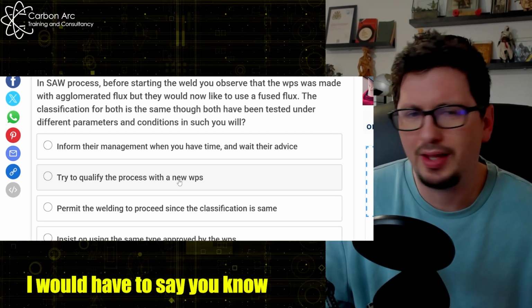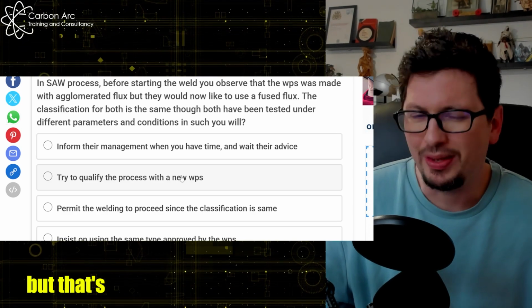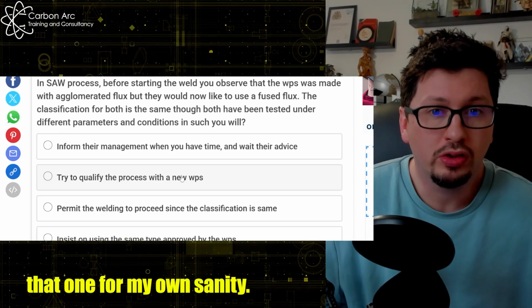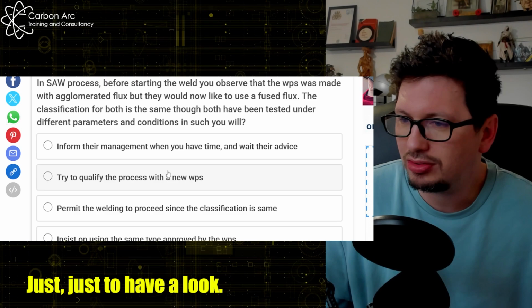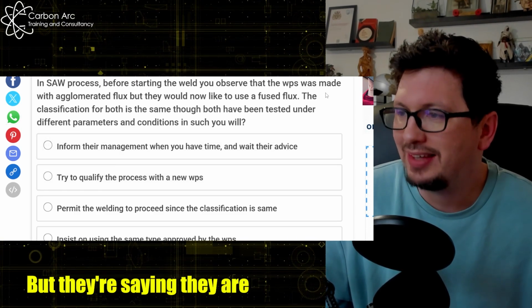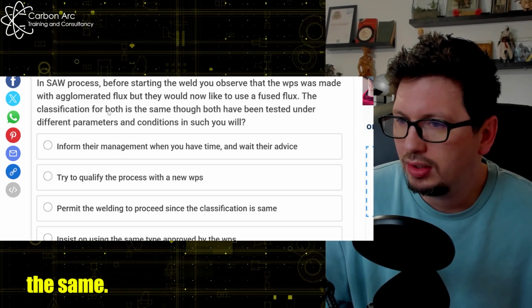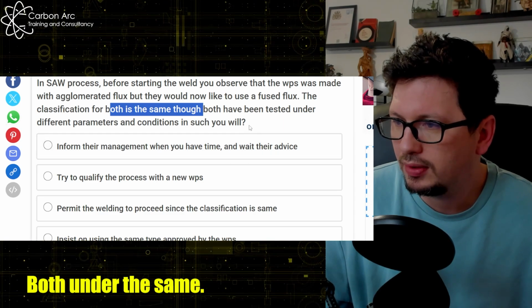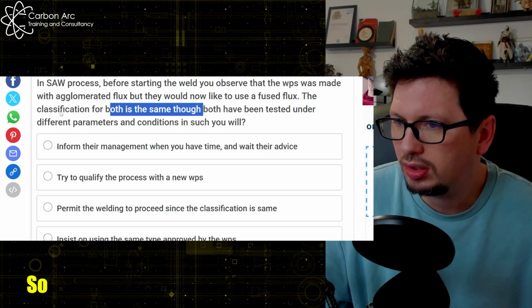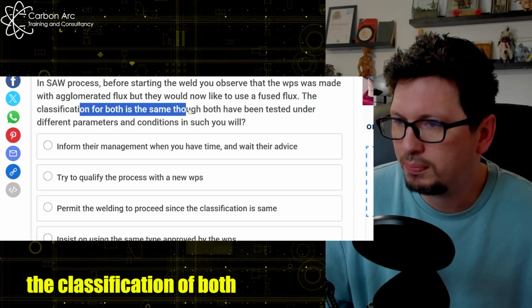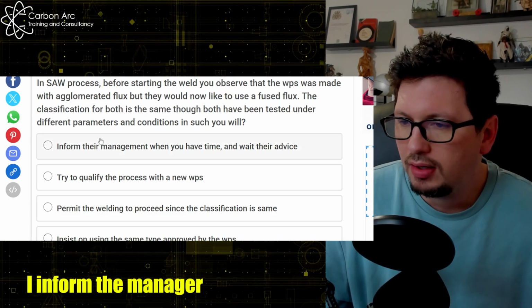I'm not sure. I'd have to see, but I'll be questioning that one for my own sanity, just to have a look. But they're saying they are the same. Sorry, the classification of both are the same. There you go.